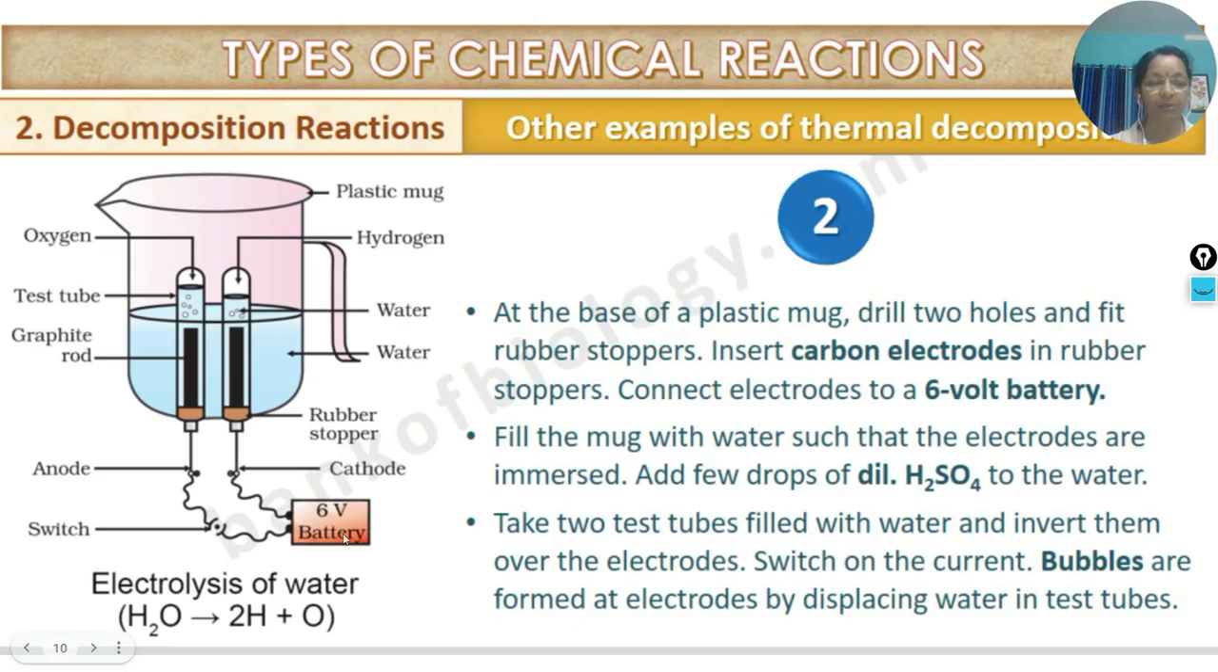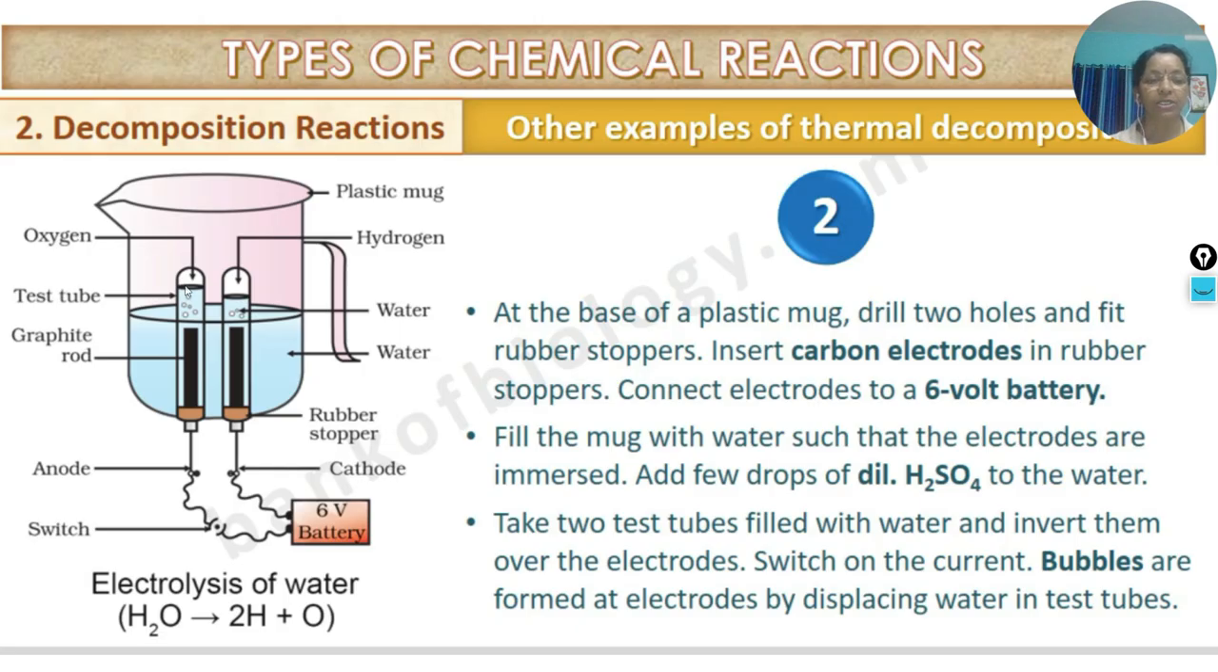Now after some time, if you switch on, you can see that there is production of gas in both the test tubes. The test tubes are kept inverted, and we can see that the gases are getting collected over the test tube. One difference is that in one case the gas collected is double that of the other. The gas collected at the cathode is hydrogen, and the gas collected at the anode is oxygen.